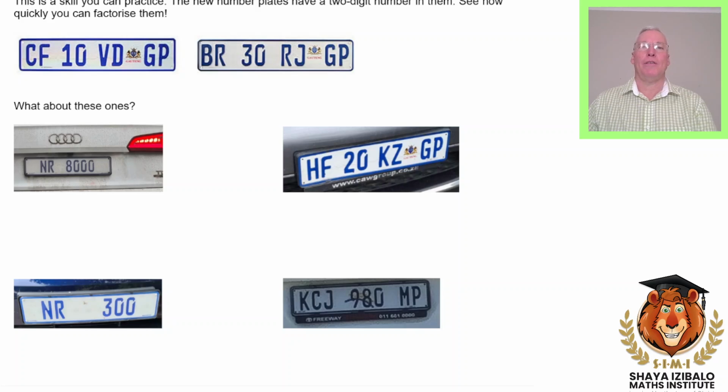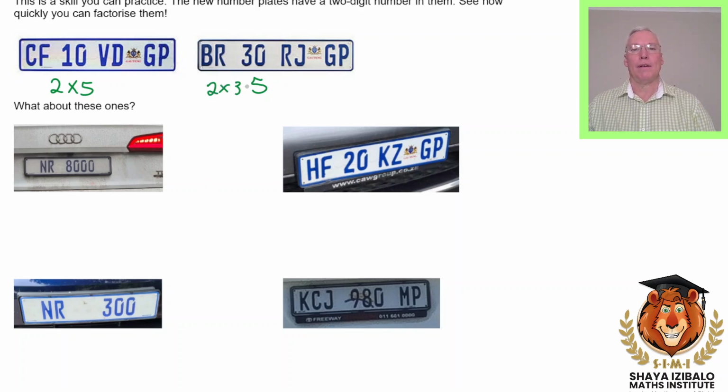Now you can practice this skill. You can practice it while you're driving home. You can practice it while you're walking along. The new number plates in KZN now are the same format as these Joburg ones. Take 10: 2 times 5. Take 30, let's see if we can do that in our head. 30 is actually 5 times 6. Now 6 is not prime. 6 is 2 times 3. So in fact 30 is 2 times 3 times 5.